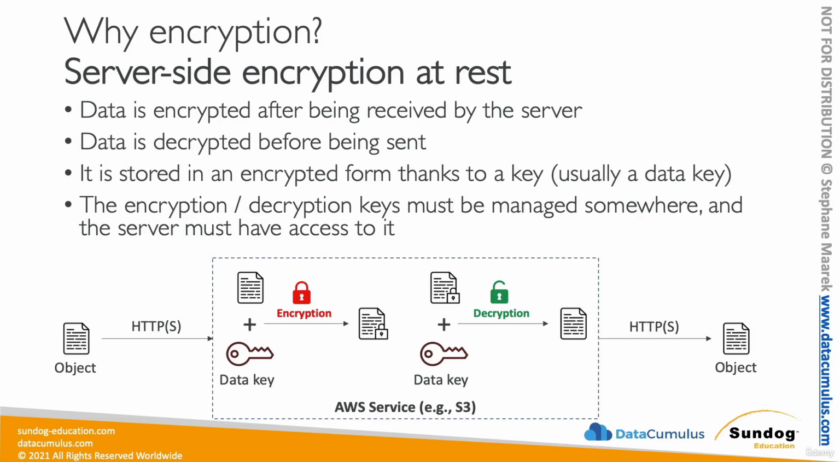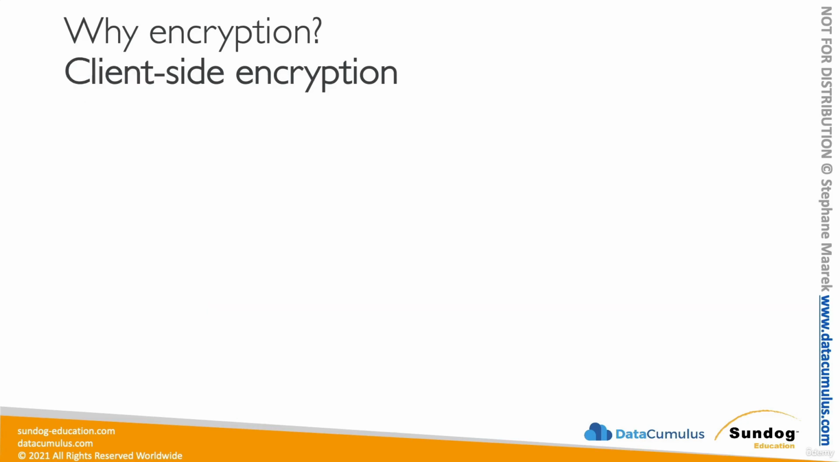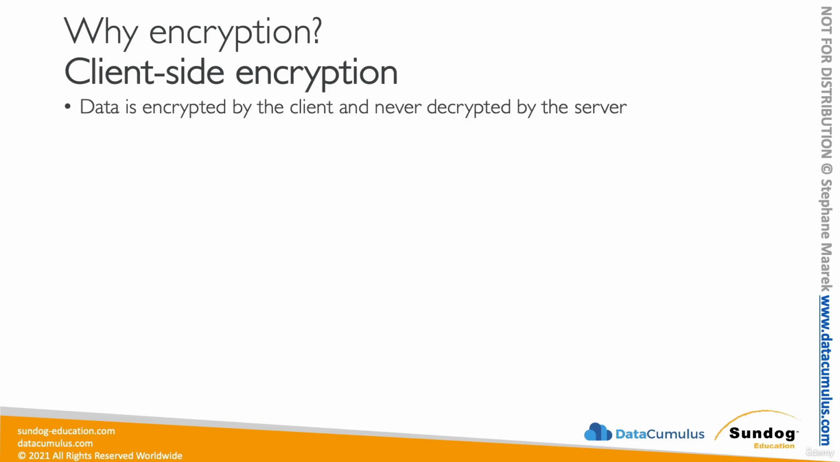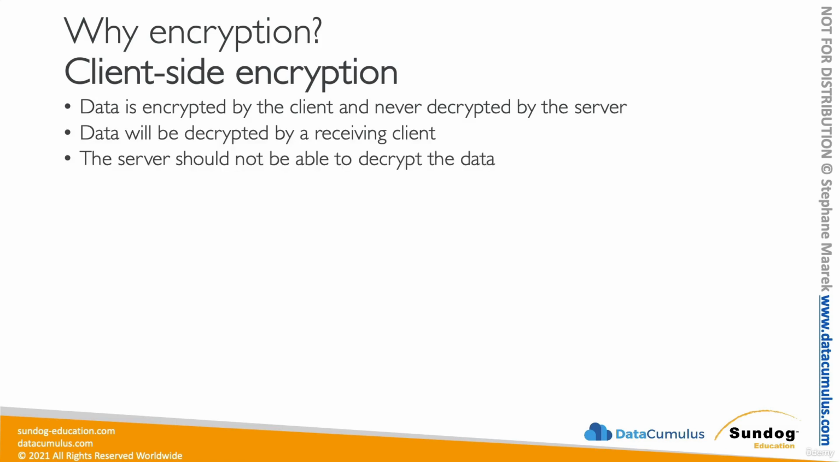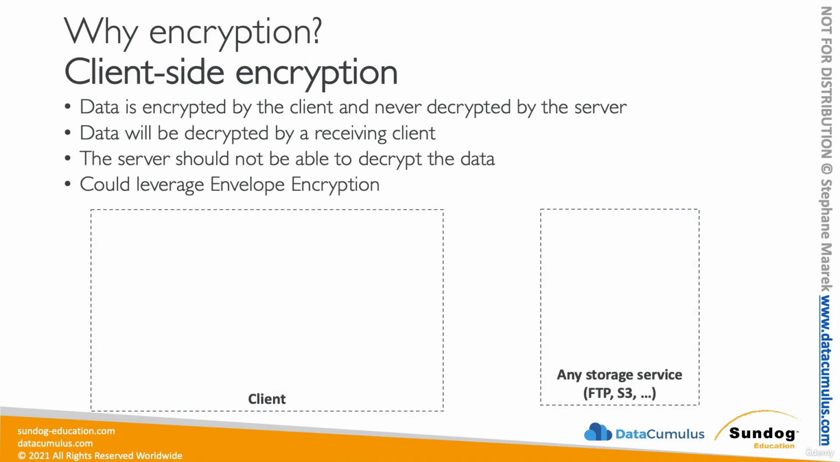As we can see in this case, there is server-side encryption because all the encryption and decryption happens on the server. So finally, let's talk about client-side encryption. And the idea is that this time the data is encrypted and decrypted at the client side. And the server should never be able to decrypt the data because we don't trust the server in that case. So for this, we could leverage envelope encryption for this mechanism. So let's have an example. The client has an object and the data key this time is client side. And after encryption, we get an encrypted object.